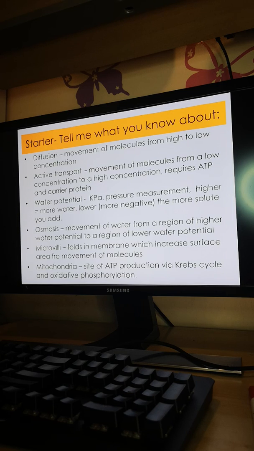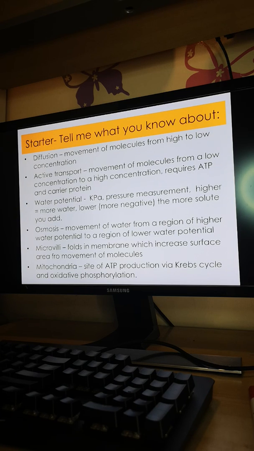And finally, mitochondria. So the site of ATP production via Krebs cycle and oxidative phosphorylation is what we should be writing. It is the site of aerobic respiration, but remember glycolysis, which is also part of aerobic respiration, happens in the cytoplasm. So we were a bit more precise by naming the parts that happen just in the mitochondria.